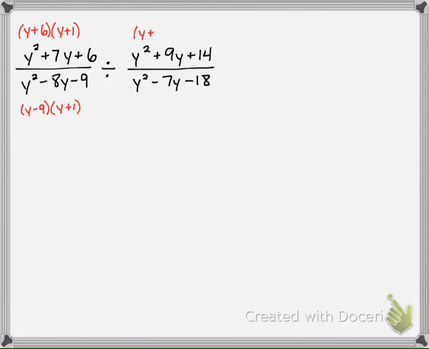So then the second numerator factors to y plus 7 times y plus 2, because 7 times 2 is 14, and 7 plus 2 is 9. And then the second denominator factors to y minus 9 times y plus 2, because negative 9 times 2 is negative 18, and negative 9 plus 2 is negative 7. Notice, all of these numerators and denominators were just trinomials with an a value of 1. Much like what we did before when we were factoring, these are just the basic trinomials that we should remember how to factor.